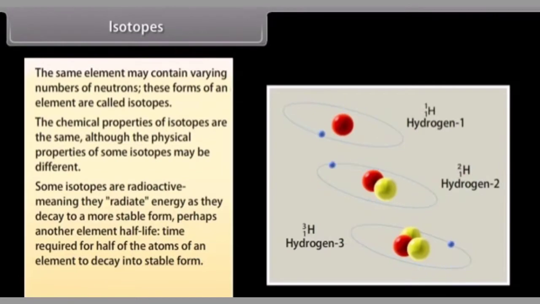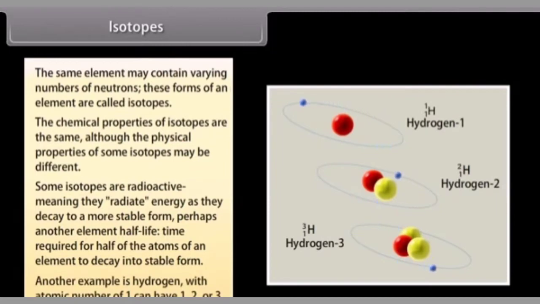Half-life is the time required for half of the atoms of an element to decay into a stable form. Another example is hydrogen with atomic number 1, which can have 1, 2 or 3 neutrons.